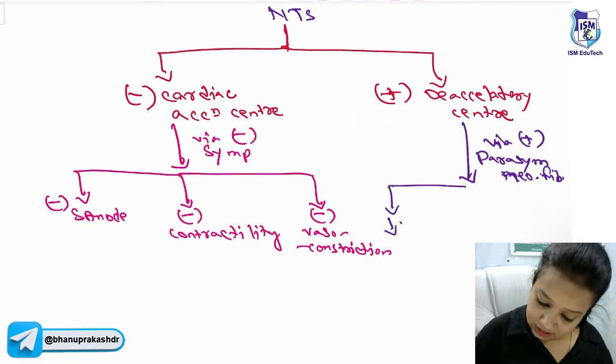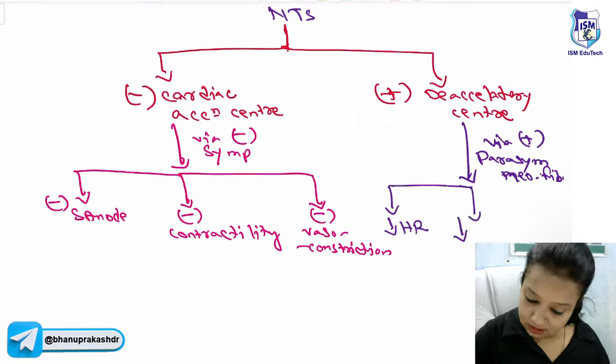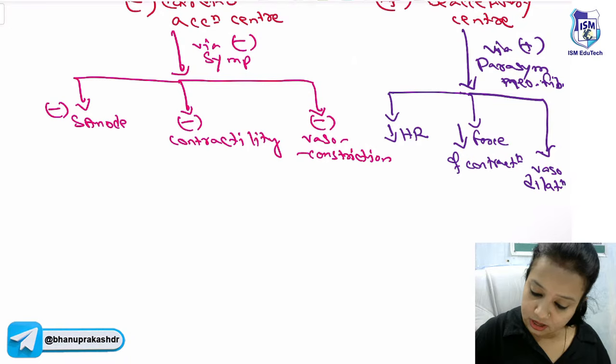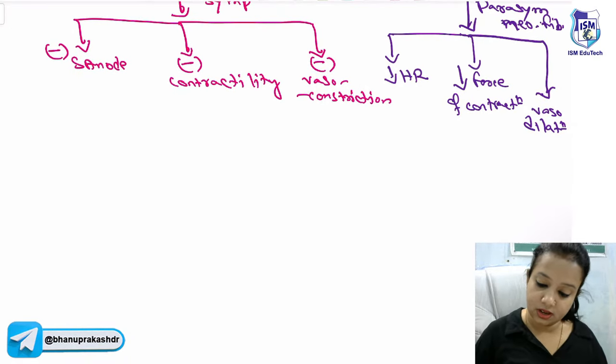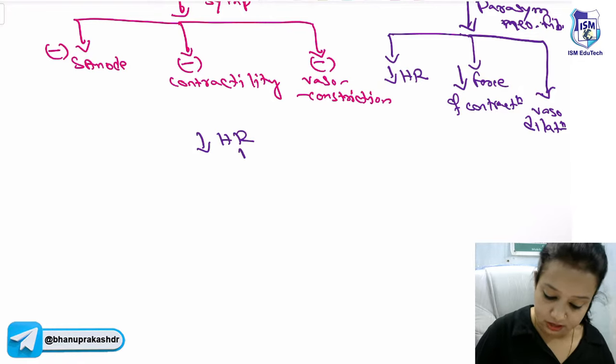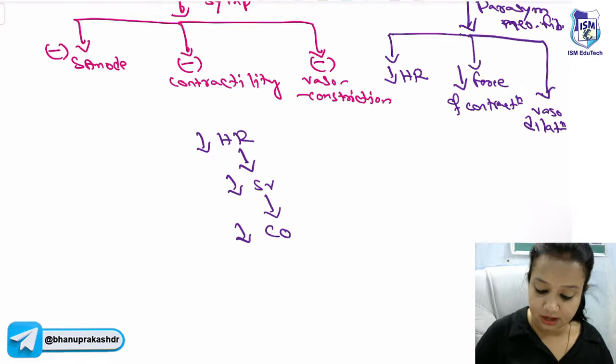Again, it will decrease the heart rate, because parasympathetic nerve fibers cause a decrease in the firing from the SA node. It will decrease the force of contraction, meaning negative inotropy, and it will cause vasodilation. So when there is vasodilation and a drop in the heart rate, the drop in the heart rate will cause a drop in the stroke volume altogether. It will decrease the cardiac output.